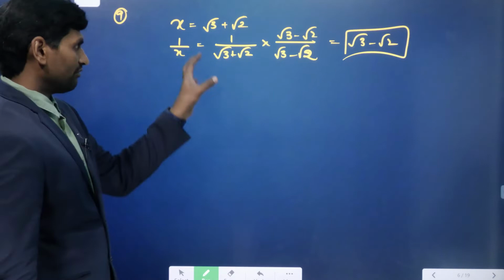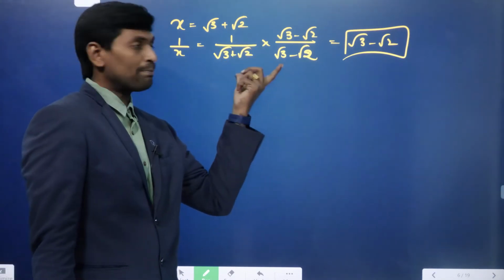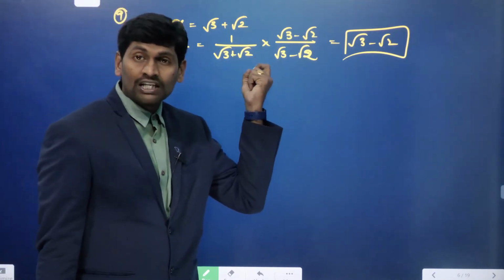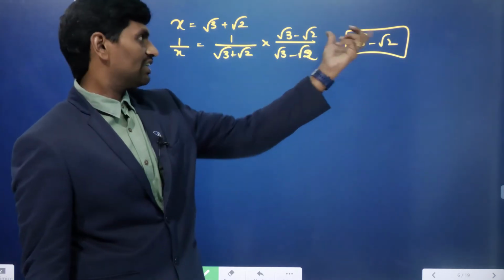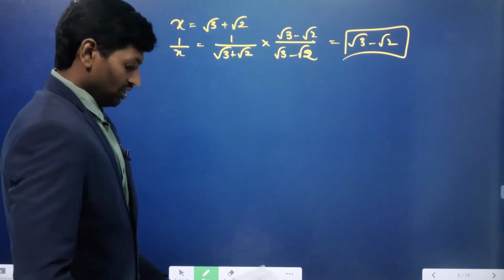Okay? After simplifying, you try to simplify this by applying the (a plus b)(a minus b) identity in the denominator. You will get that answer, root 3 minus root 2. Okay, what is the answer here?